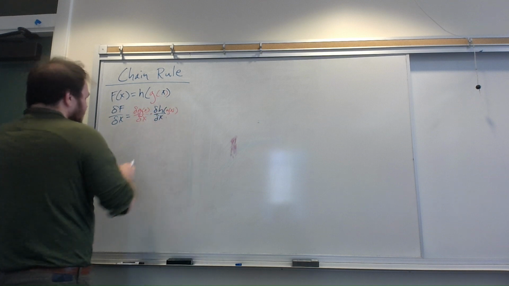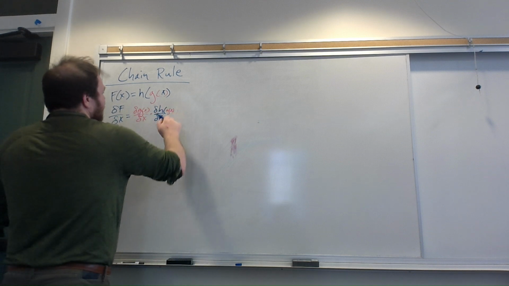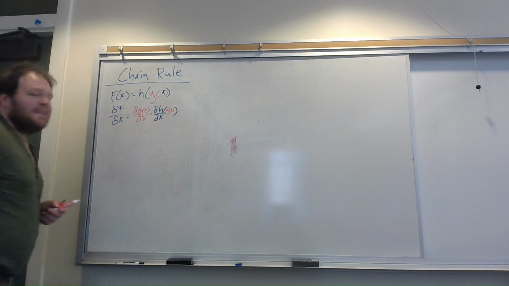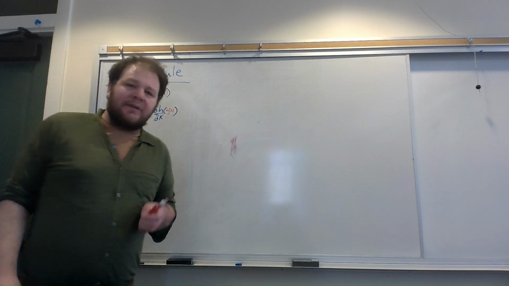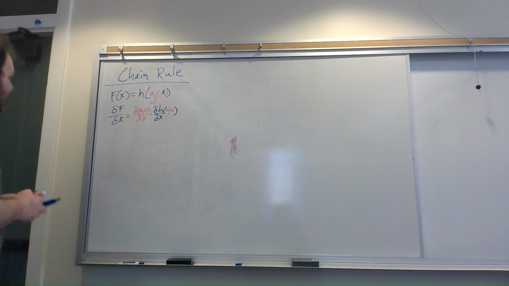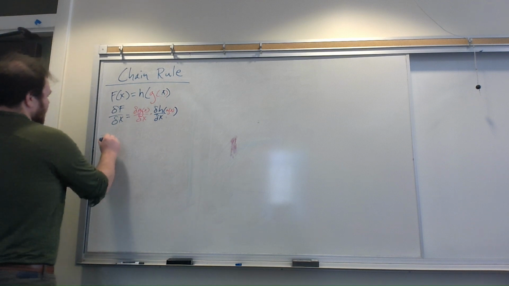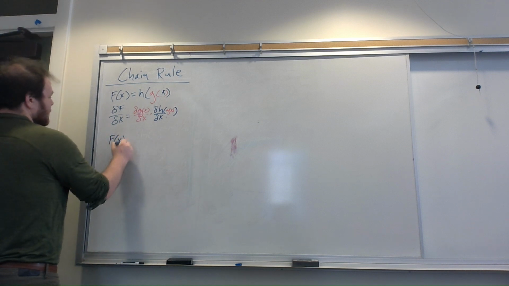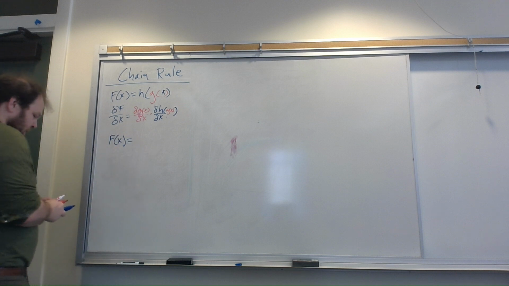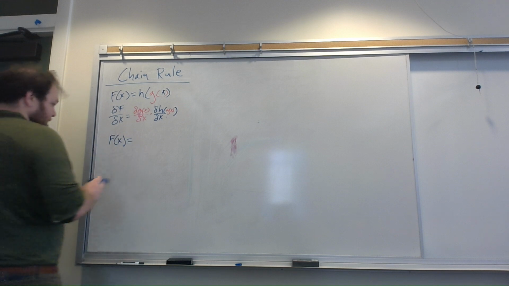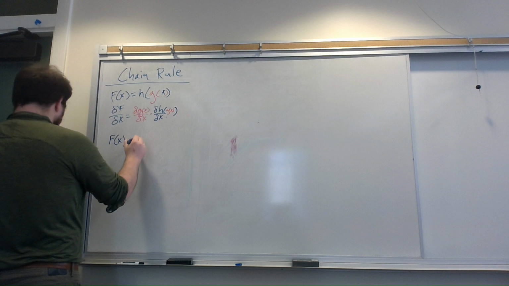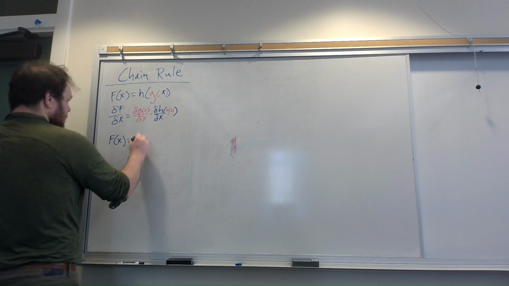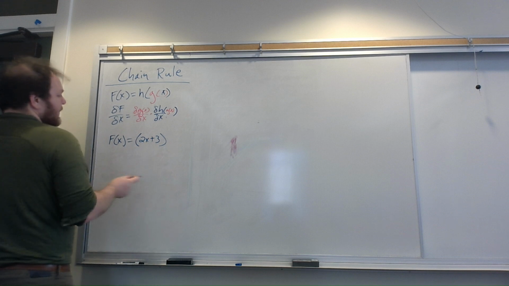Okay, so this is super complicated. Writing it out like this is not very helpful at all. So let's go through a couple of examples to remind ourselves what we're doing. Let's say that I had something like f of x equals 2x plus 3, the quantity squared.